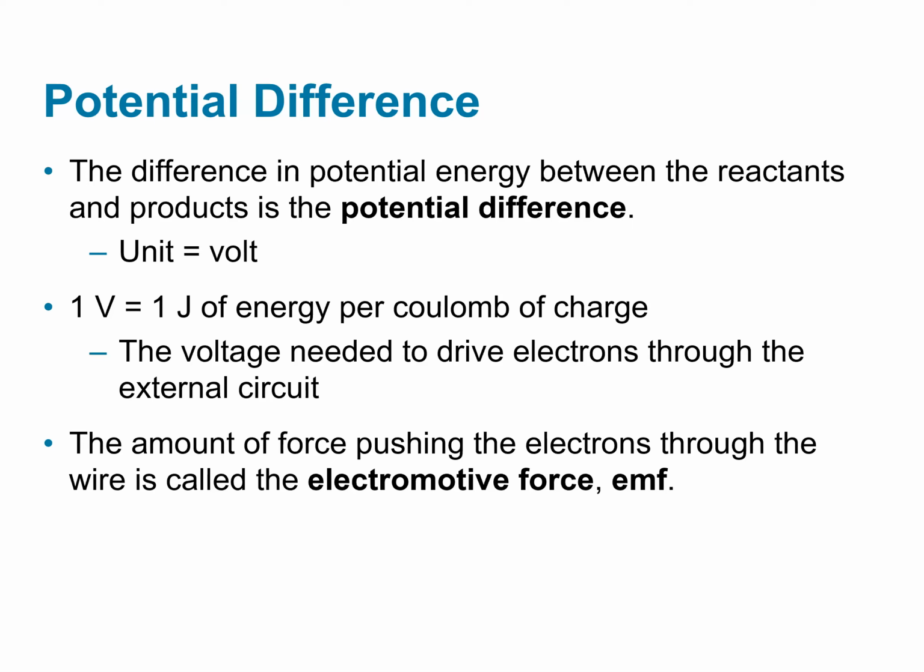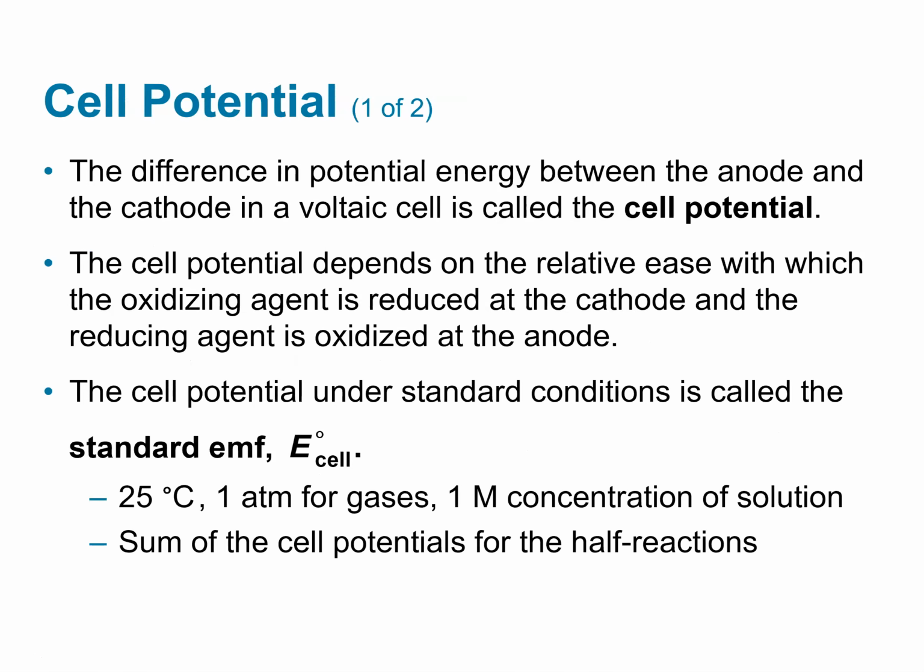And this determines the electromotive force, or the force that's pushing the electrons through a circuit, or you can think of it as the force that is driving a chemical reaction to occur. So higher voltage, more electromotive force, also means greater propensity to drive a chemical reaction in a spontaneous fashion from the reactant side to the product side.